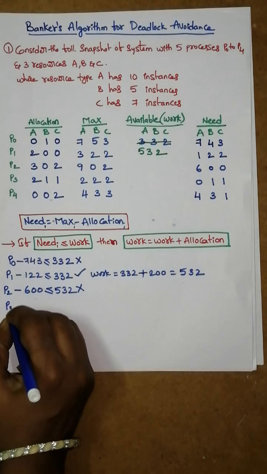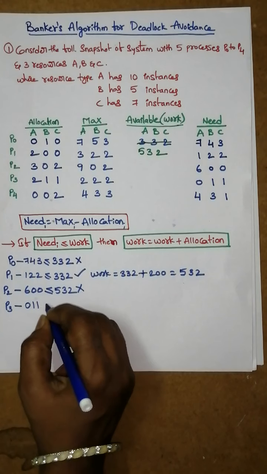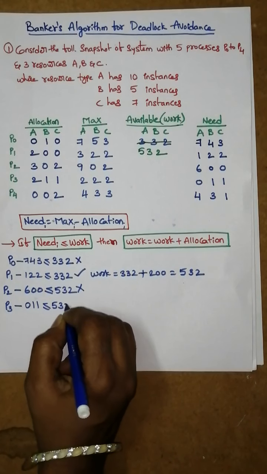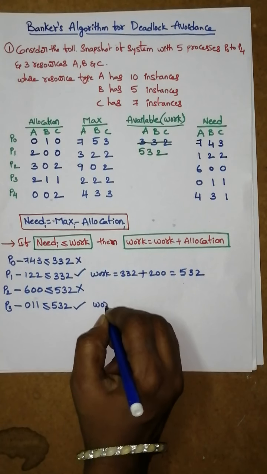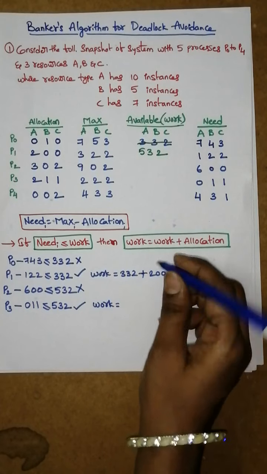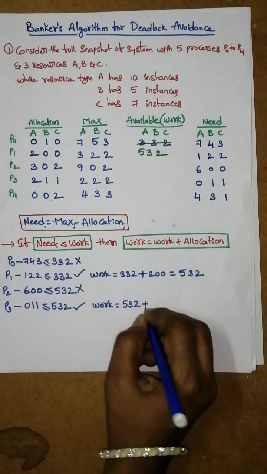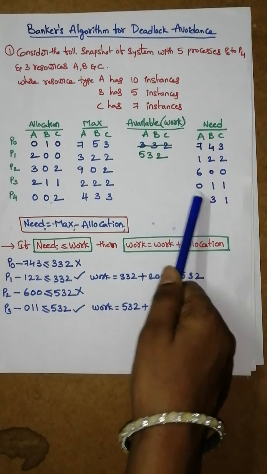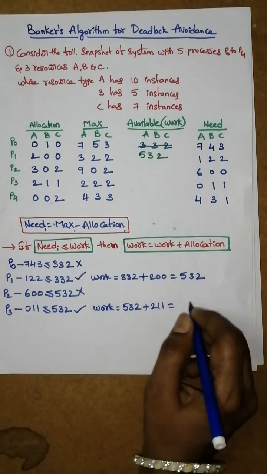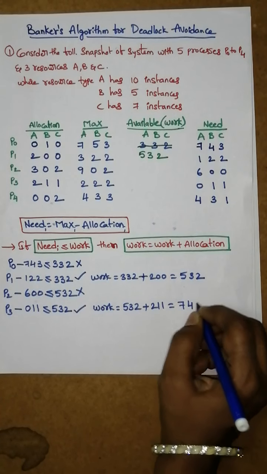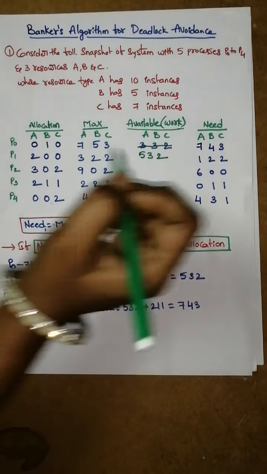That is P3. Now P3 is asking how much? 011. Is 011 less than or equal to 532? Yes, it is true. Then we have to update the value of work. Work is equal to work plus what is allocated to P3. So it is 532 plus 211, which is 743. So the updated value of work is now 743.